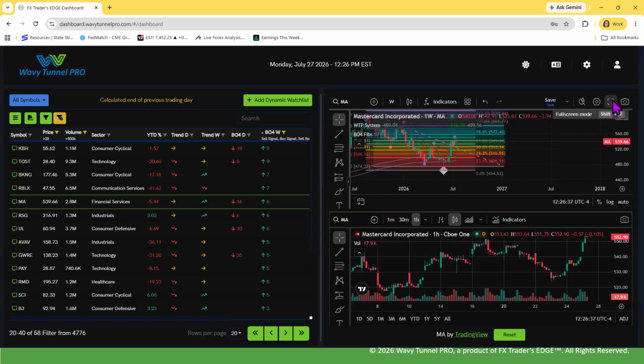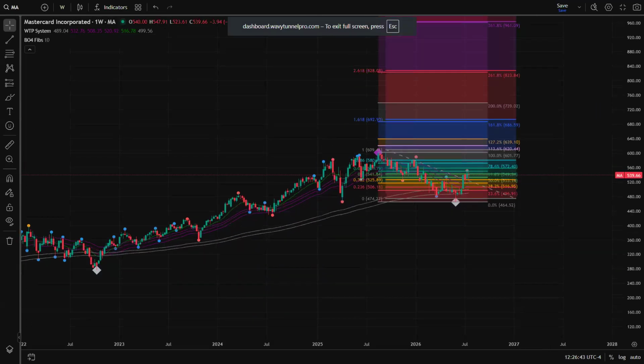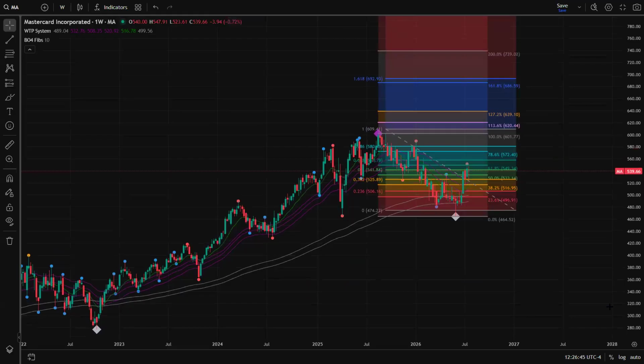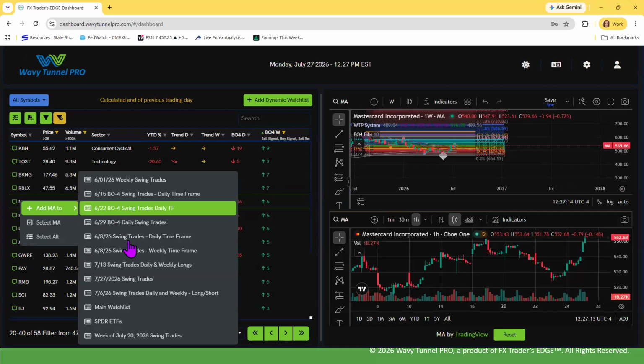MasterCard. I know this is an expensive stock, but oh my goodness, look where we are. We closed above the 61.8%. And guess where we are today? We're much higher. Case in point. Really, once we went above 50%, we retested it and then off we went. Okay, you can continue to watch this. I'll stick this on the watch list.